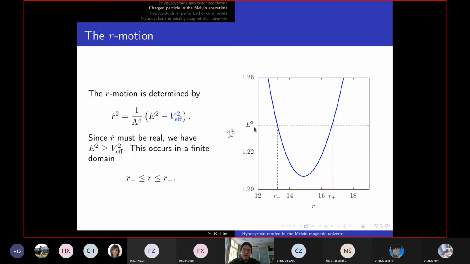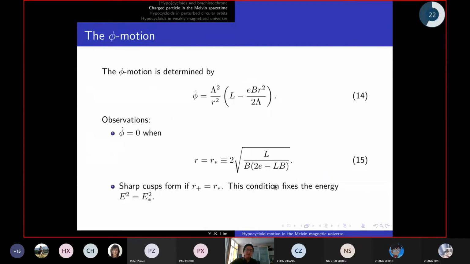If you change the energy, you just change the domain accordingly, and if you change the angular momentum, the effective potential will change the shape of the graph, so it will also change accordingly. But essentially, there's always some R plus and R minus over here. So that's for the R motion.